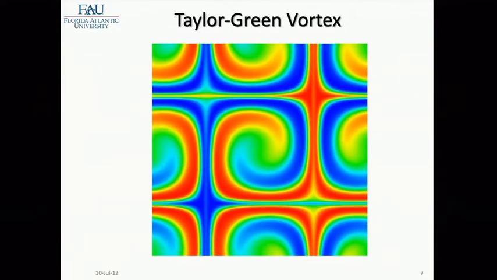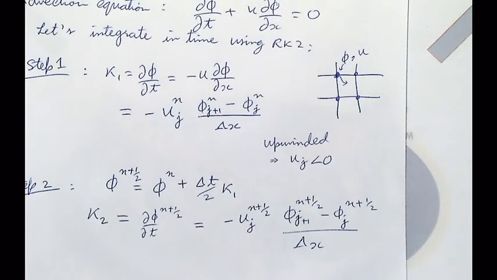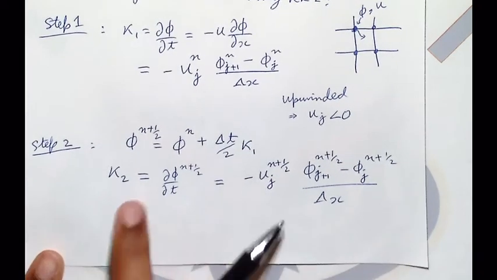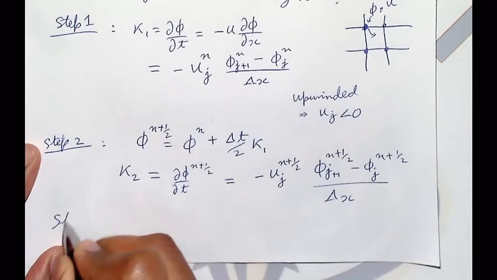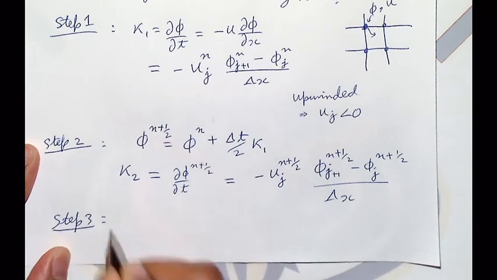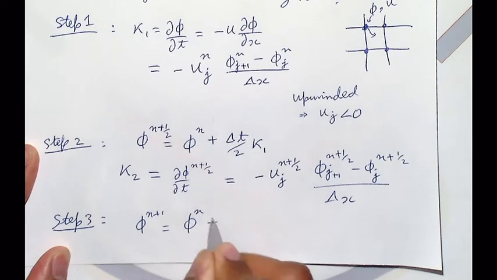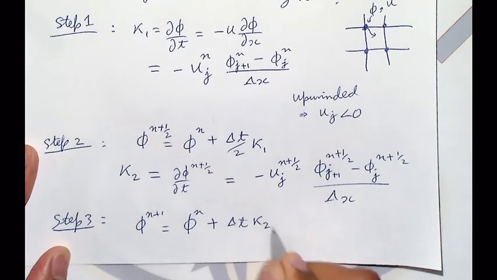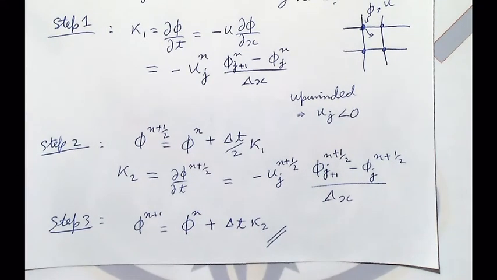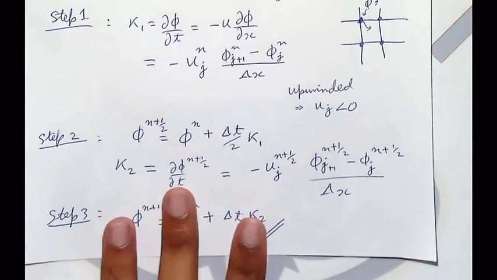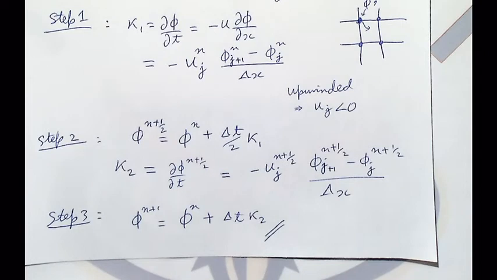RK2. We actually forgot the very last step. Once you have this K2, step 3 is the simplest one: you say phi n plus 1 is the original phi plus delta t times K2. And that's your answer, right? So that's it, Runge-Kutta. If you know how to do the second order scheme, you know how to do the fourth order scheme and any higher order schemes. They all follow the same pattern.